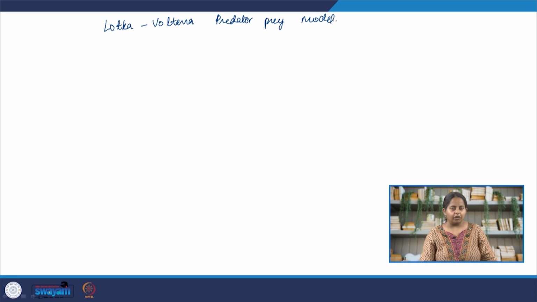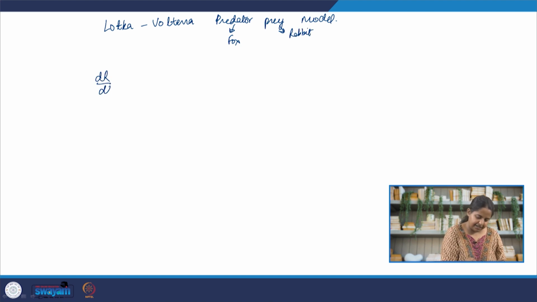Okay, so in the Lotka-Volterra predator-prey model, we have two animals, one of them is a predator, and one of them is a prey. In our case, the predator is going to be the fox and the prey is going to be the rabbit. So let's write down the model. dR by dt, which is the rate at which the rabbit population is changing, we decided looks like this: AR minus BRF, and the rate at which foxes are changing looks like this: minus CF plus DRF.